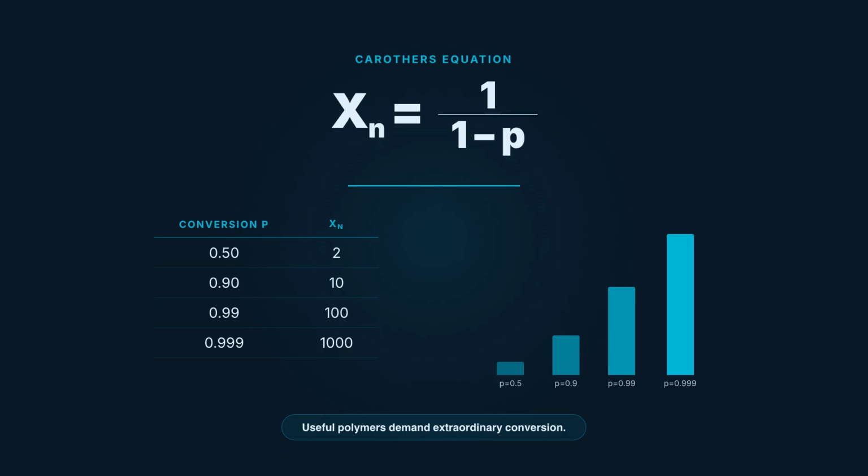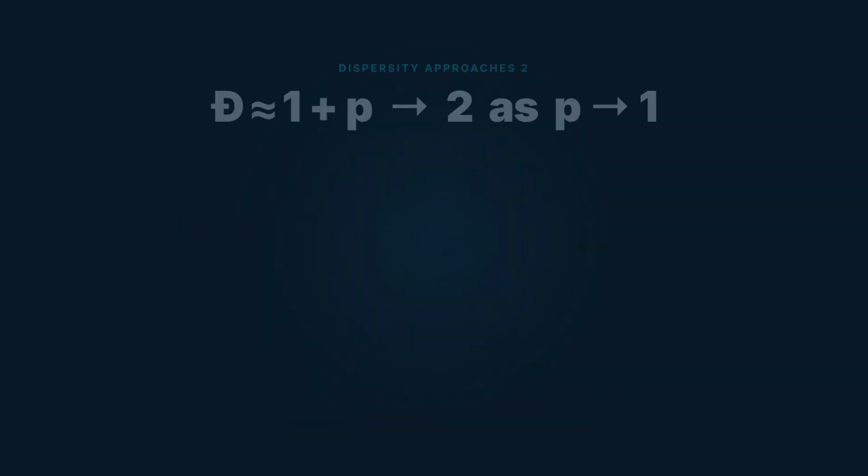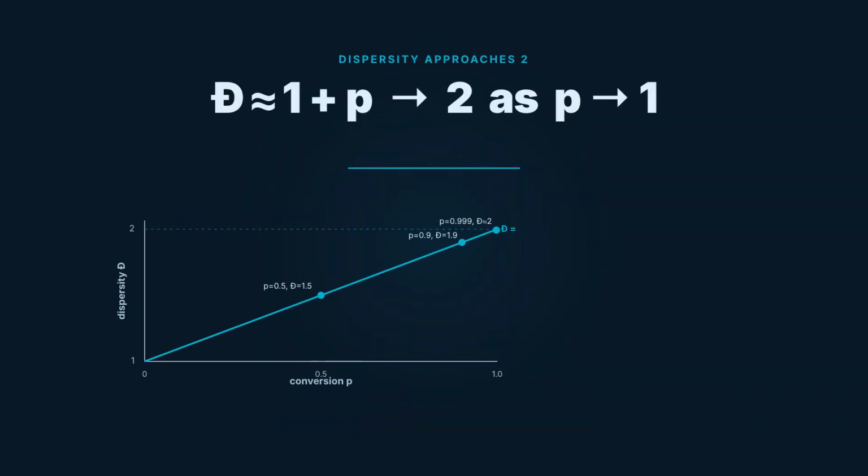It is 1 over the quantity 1 minus p. At 50% conversion, the average chain is only a dimer. At 90% conversion, you have 10-mers. To reach a degree of polymerization of 100, you need 99% conversion. For 1000, 99.9%. Step growth polymers demand extreme conversion to be useful. There is no shortcut.